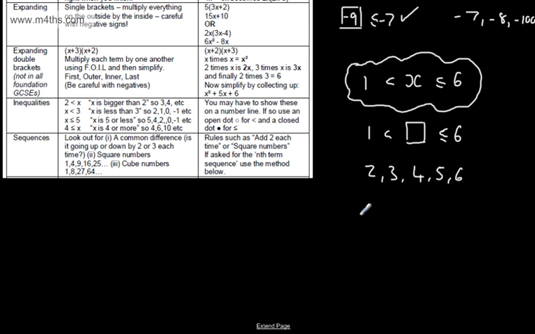So if we had now minus 7, and then we had x, and we had now minus 3, all of the integers that satisfy this are minus 7, minus 6, minus 5, and minus 4. We can't include minus 3 as this is a strict inequality.